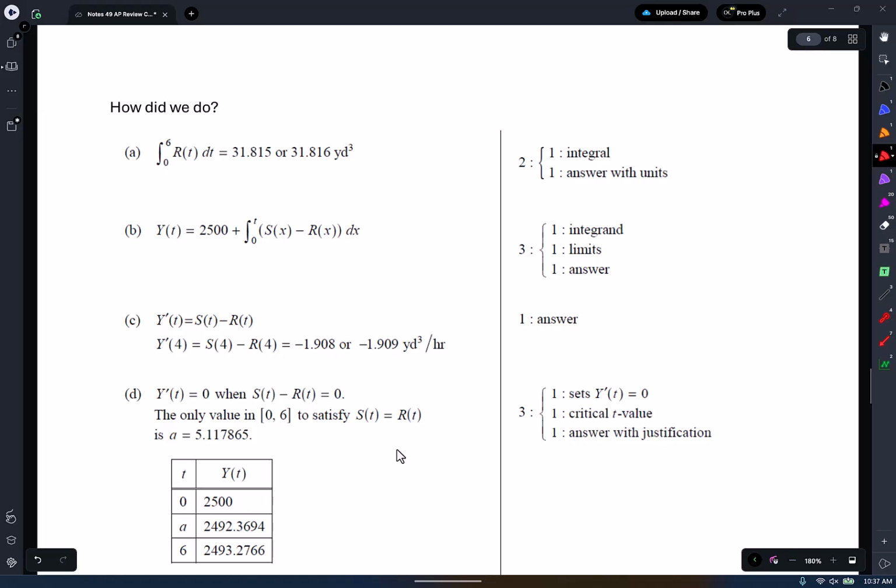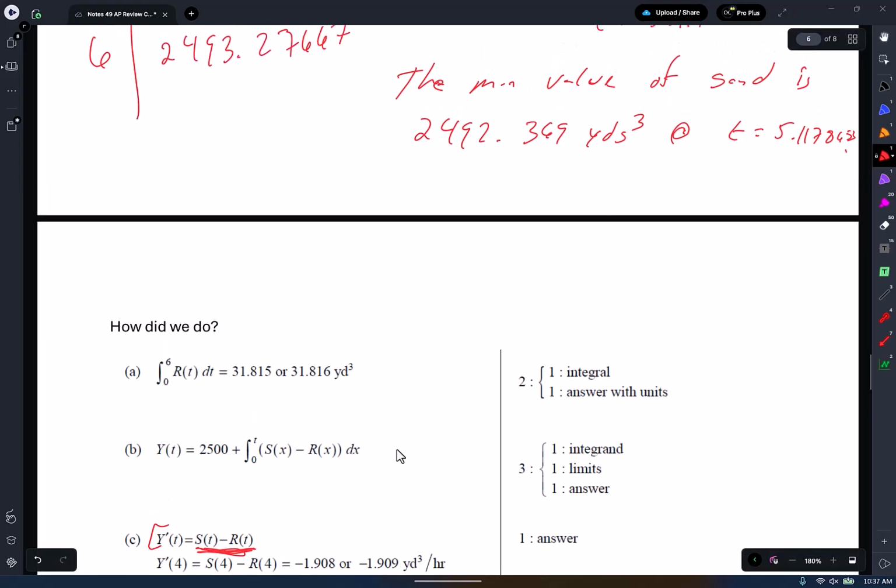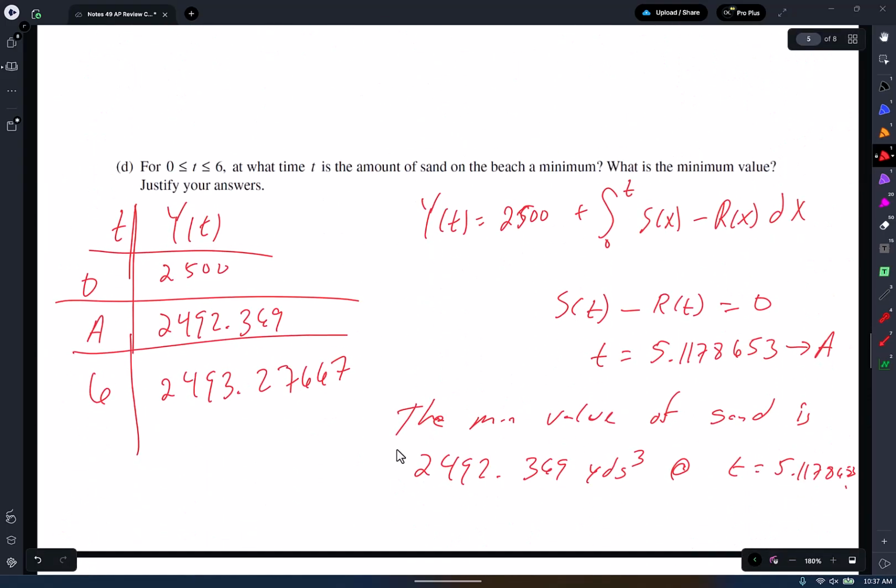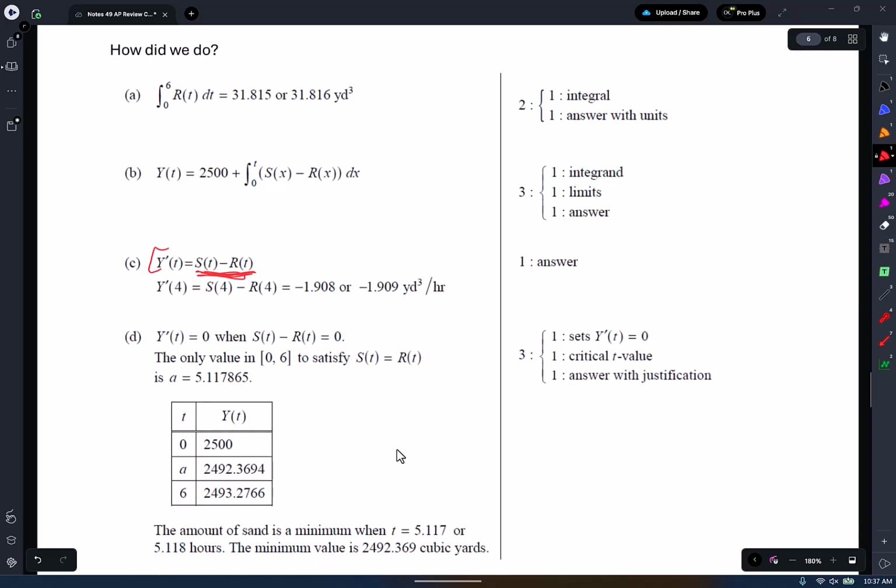Letter C, I didn't even call that Y prime. Yeah, I didn't even call it Y prime. We just did this. We just did S of T minus R of T. No, you did not. But it would be nice if you recognize it. Yeah, it is Y prime. Check it out. Fundamental theorem of calculus. If you take the derivative of Y prime, the 2,500 goes away and you get S of X minus R of X, or S of T minus R of T. You don't have to call it Y prime.